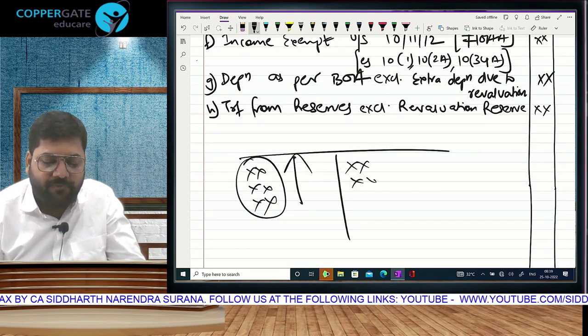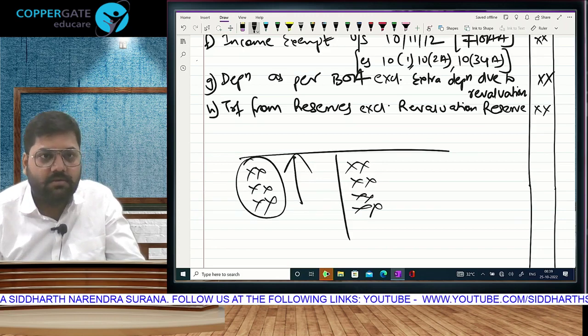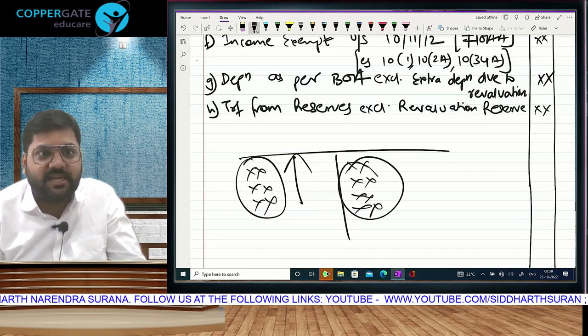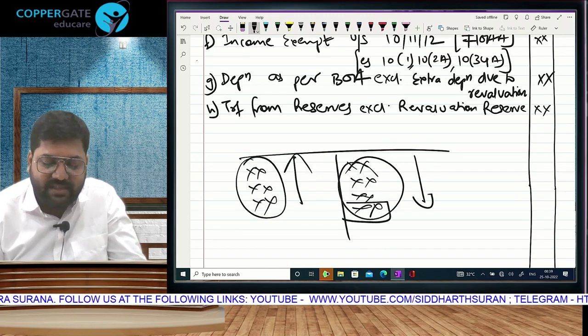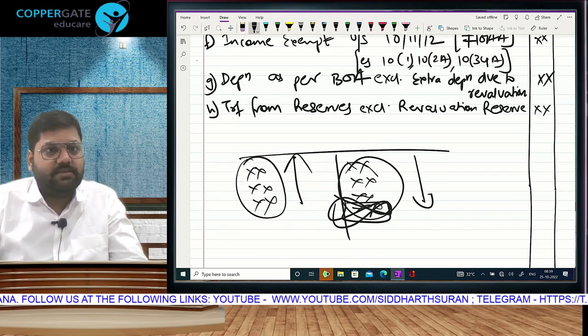Transfer from will be credited. This is increasing your profit. So what to do? Less. But in this, if there is revaluation reserve, that you don't less.